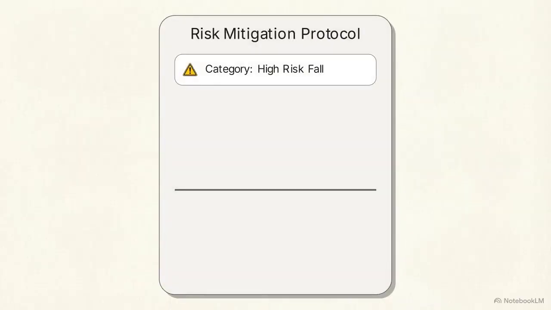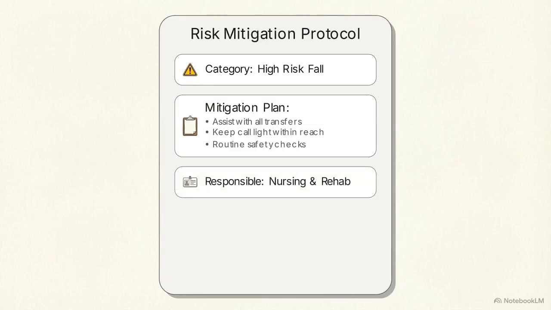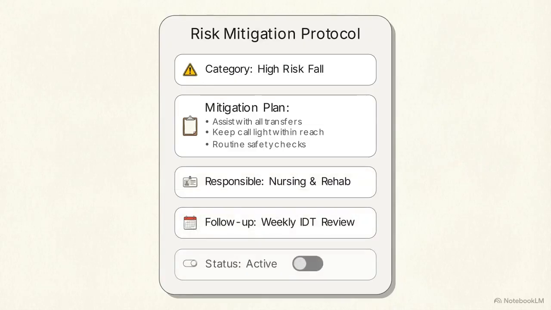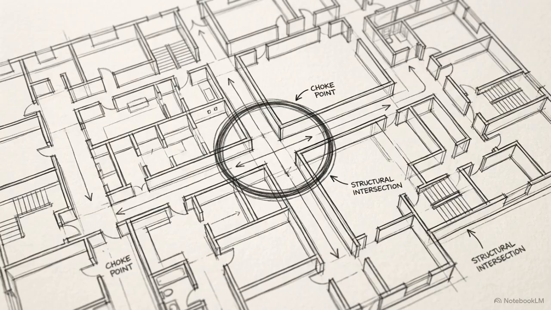The alert specifies the risk category, the specific mitigation plan, the designated responsible staff, the required follow-up dates, and the plan's current status. There is also an alternative output pathway reserved for when the committee identifies a structural problem with the facility itself, rather than an isolated resident risk.